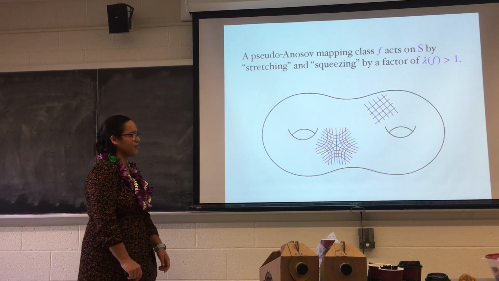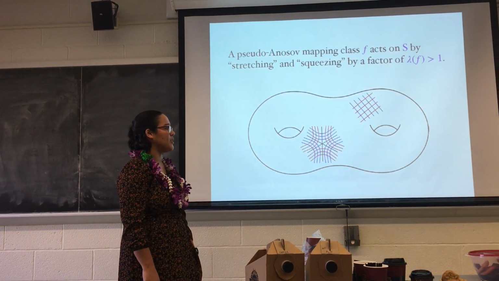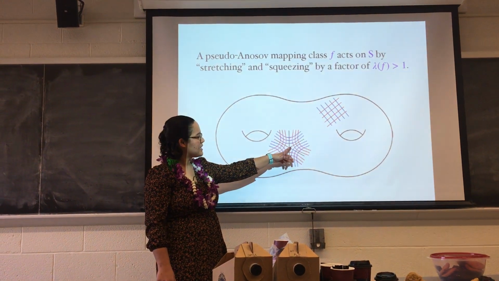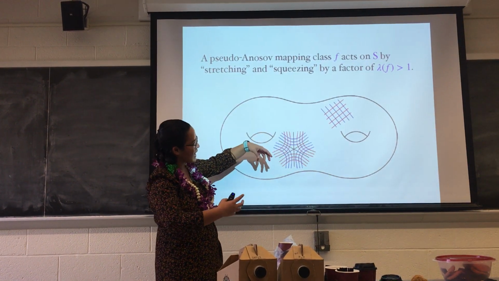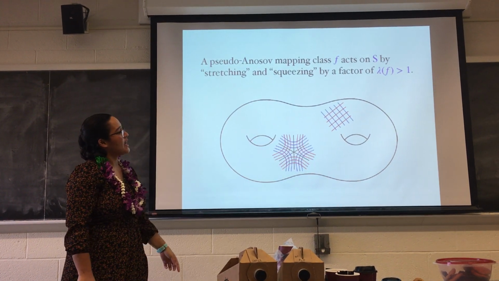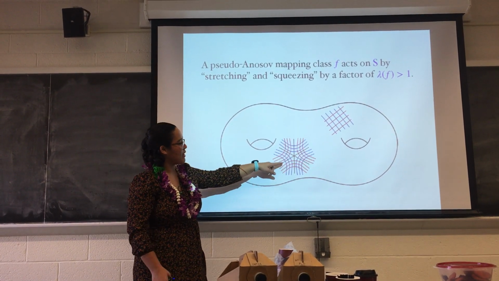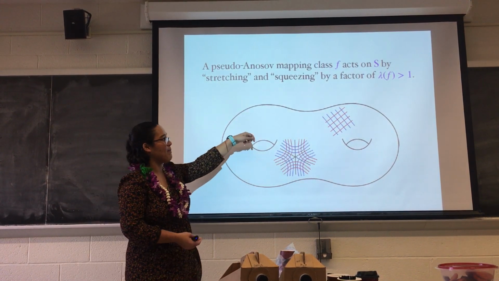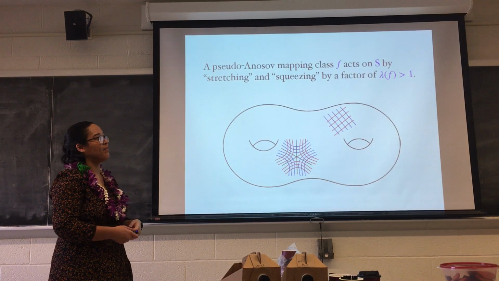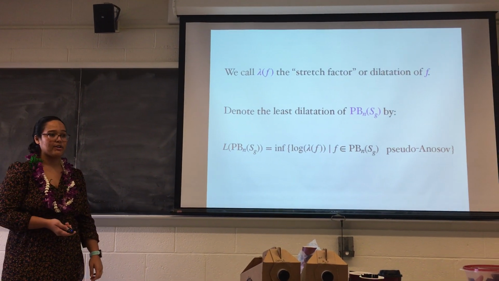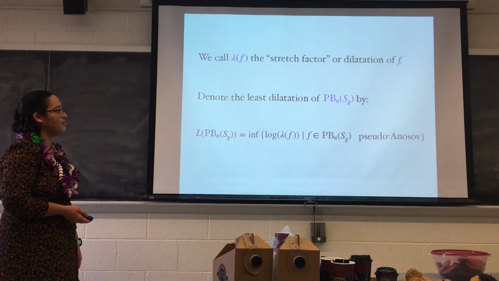So what I mean by that is we have this local picture of our foliations. Here we have the area around a 3-pronged singular point, with our foliations coming together. Here we have what our foliations look like away from a singular point. And F acts on these by, maybe along a blue one, stretching by a factor of lambda, and along a red one by squeezing by a factor of 1 over lambda. And so this number lambda is what we call the stretch factor, or the dilatation, of our pseudo-Anosov.